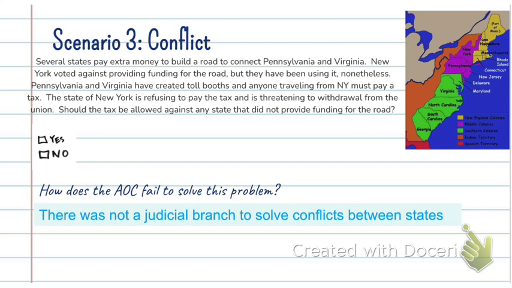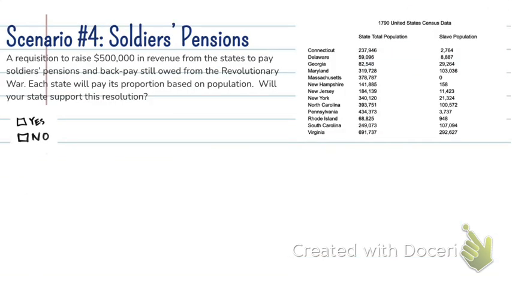Now the next one, surely we're going to pass. All right. The soldiers, the poor soldiers. All right. So I'm asking you to pay $500,000 to me so that I can pay back the soldiers who fought for us in the Revolutionary War. We still haven't paid them their back pay, and some of them are retiring and they need their pensions.